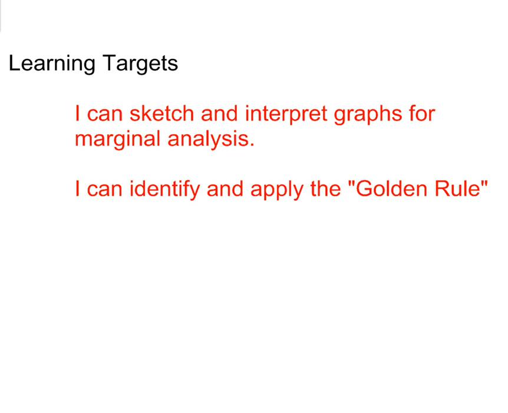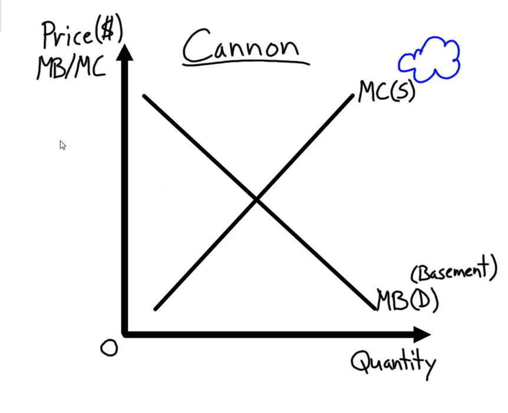So after introducing this, I'm also going to show our graph, and at the end you should be able to sketch and interpret graphs for marginal analysis and also identify and apply the golden rule. So here is an example I'm using for cannons, and we're trying to decide how many cannons we should have.